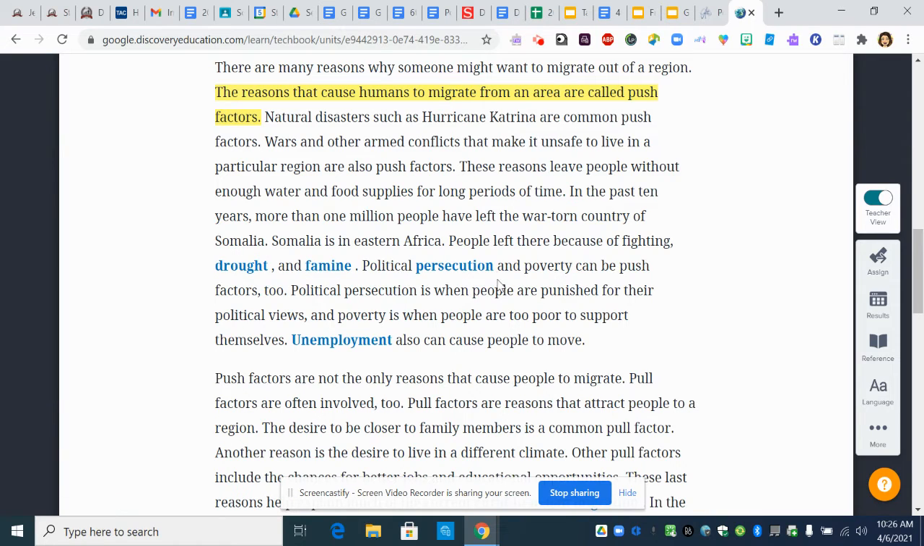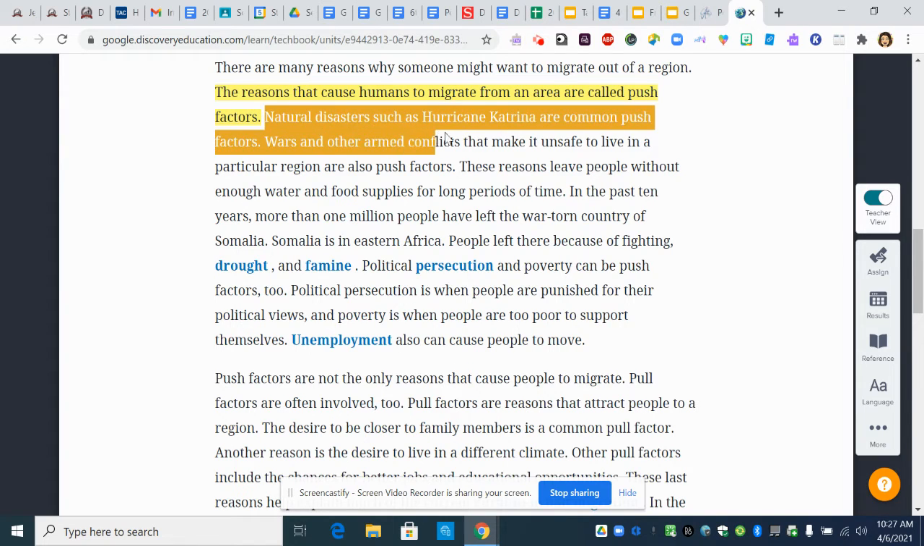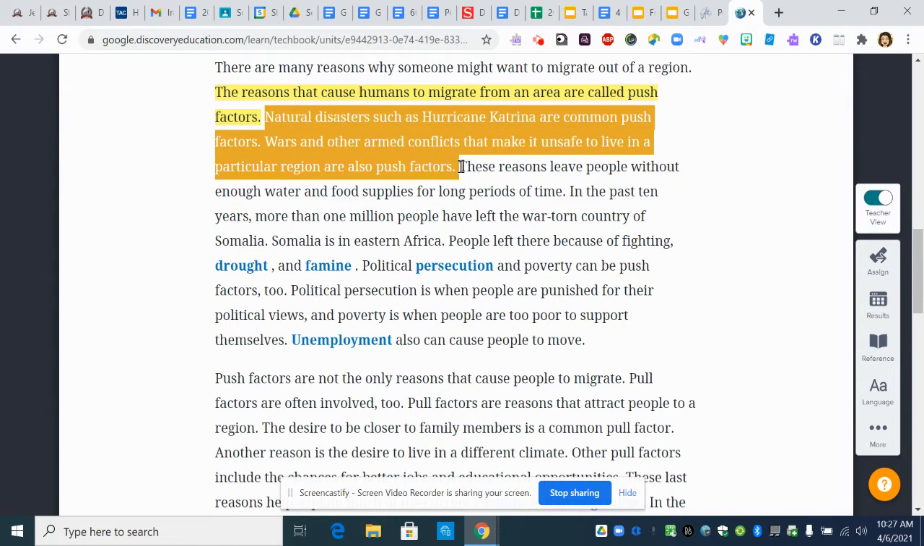Political persecution and poverty can be push factors too. Political persecution is when people are punished for their political views, and poverty is when people are too poor to support themselves. Unemployment also can cause people to move. All right, so now I'm going to highlight the information about push factors in blue. So natural disasters, wars and conflicts. I'm going to highlight that in blue.